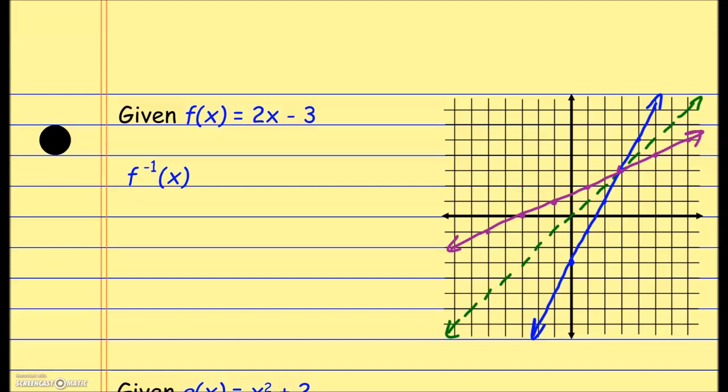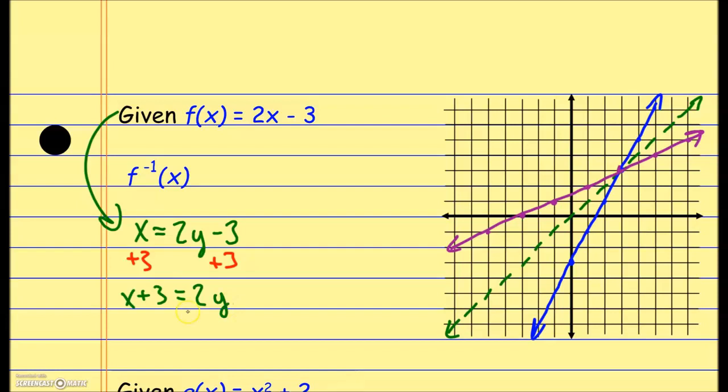And if I find this algebraically, just to make sure this matches, if I switch the x and the y, so x equals 2y minus 3, I'm going to go ahead and add that 3 to each side. So I'm going to end up with x plus 3 equals 2y, and then divide by the 2. When I do that, I'm going to find out that the inverse here is 1/2 x plus 3/2. And when we look at that, my purple line has a y-intercept of 3/2, and it's got a slope of 1/2, okay?